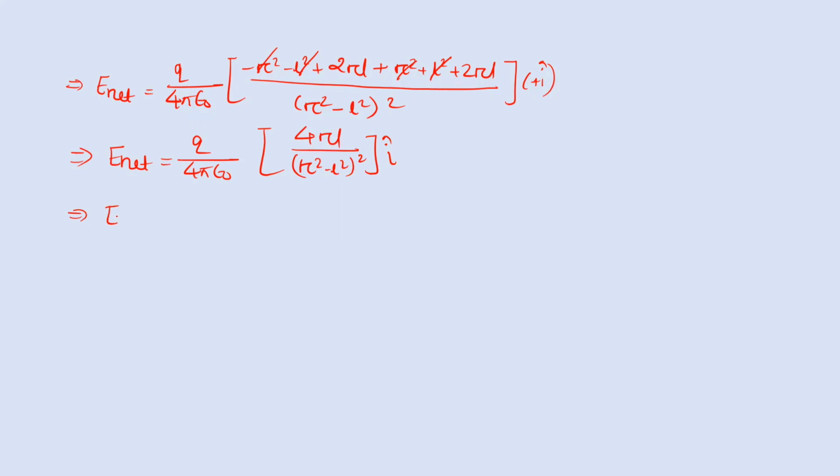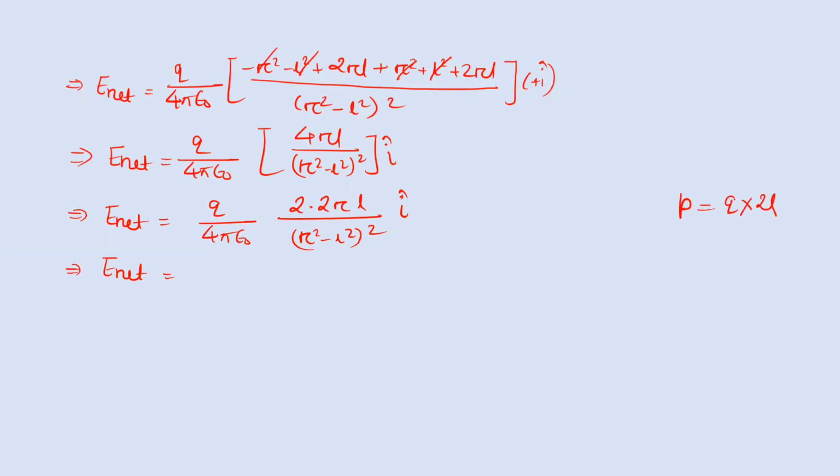So now what we will write is E net is equal to Q by 4 pi epsilon naught. Keeping it same, the denominator will also be the same, R square minus L square whole square. But this 4 I can write as 2 multiplied with 2RL, and the I cap here. So why have I written it so? Because we know the dipole strength P is equal to the magnitude of either charge multiplied with the distance between them, Q into 2L.